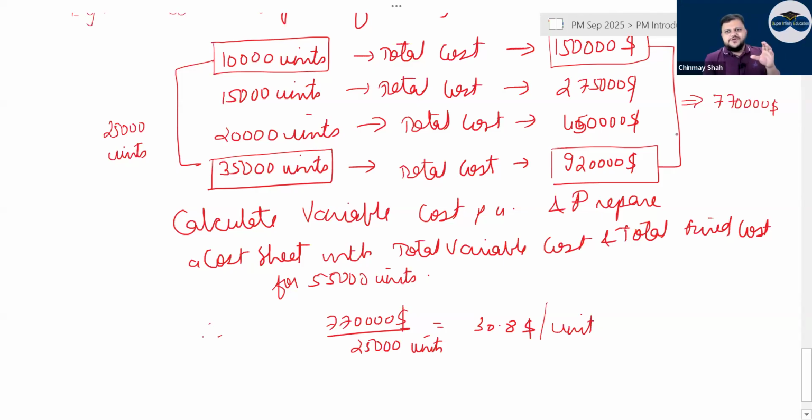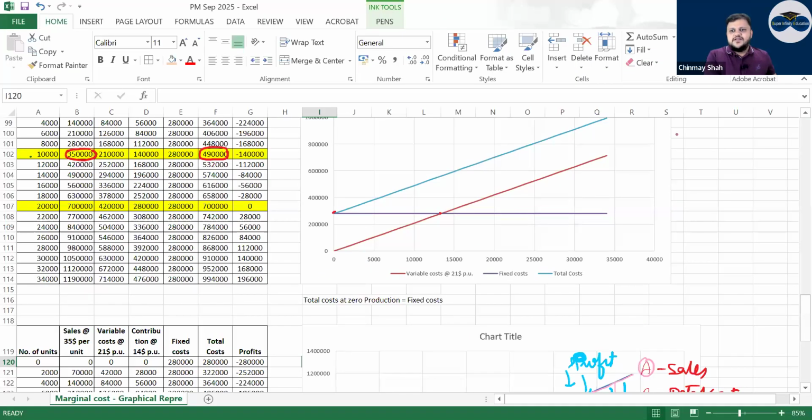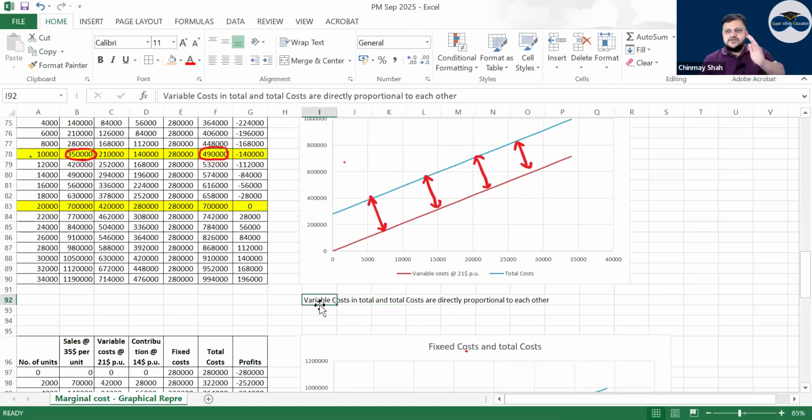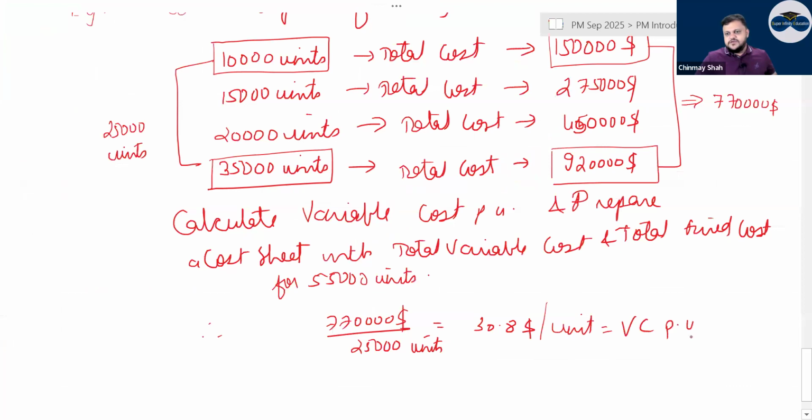Whenever you take the difference in total cost, do you remember I have written one analysis here, the analysis of total cost and variable cost? What is it? They are proportional to each other. Variable cost increases, total cost also increases. So if I find the difference between total cost in two different scenarios, I get the per unit cost. This is nothing but the variable cost per unit.